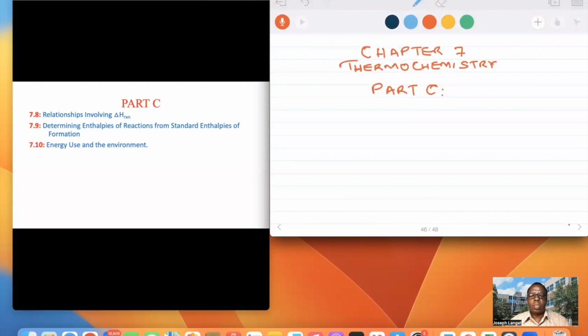This is the last section I will cover in chapter 7. Please have a pen and a paper. I'll be working some examples which you will need in order to complete module 7 in Alex and as well as in studying for the quiz and exam. This is going to be a short session. It will cover sections 7.8, 7.9, and 7.10.